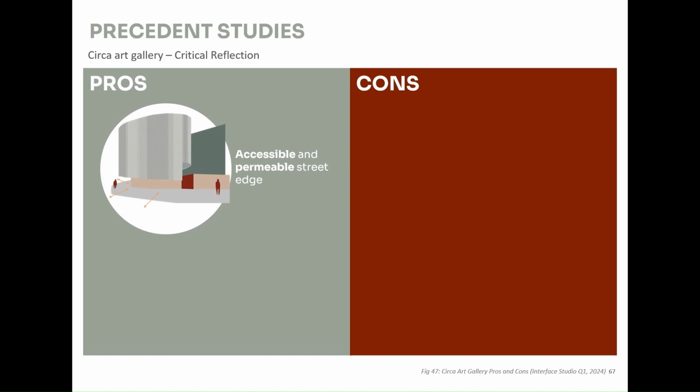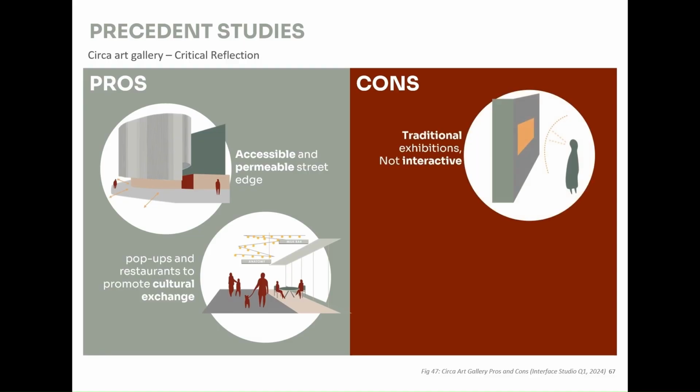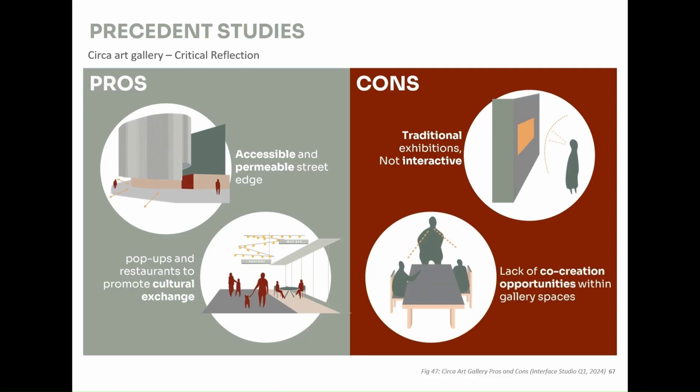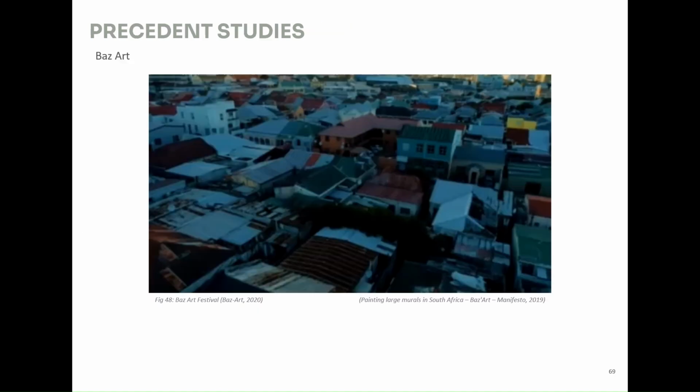The transitional space further promotes cultural exchange between different audiences through the connection to the Everard Read Gallery across the road and the inclusion of restaurants and pop-up events along the pavement. Where the gallery lacks is in interactive interfaces within the gallery and a lack of co-creation processes inside the gallery, which allows visitors to become active participants of the exhibition. To situate the Circa Gallery on the Areas for Improvement diagram, the interior space lacks in collaborative processes and interactivity.